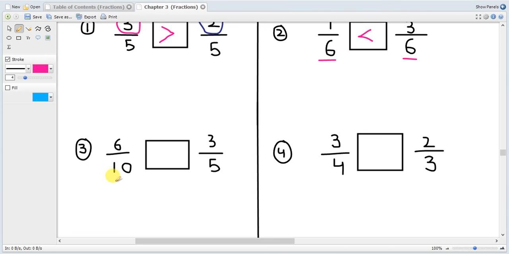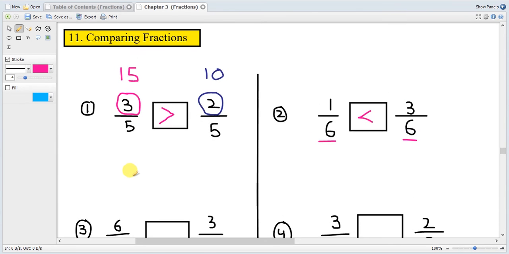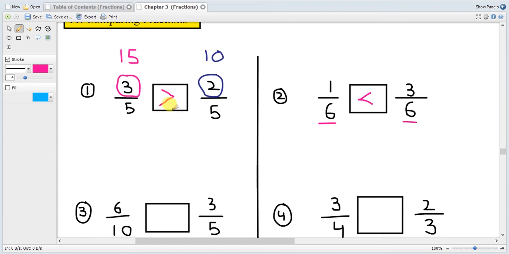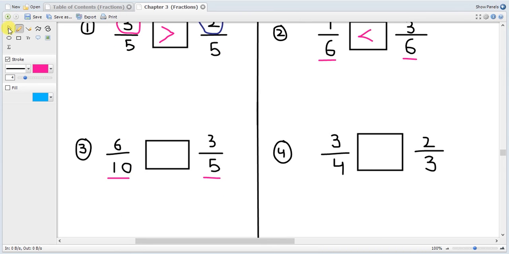Okay, in this case we have different denominators, so now we apply the cross method. The cross method is basically a universal method for comparing fractions. So you need not worry about whether your denominator values are the same or not. This cross method can be applied to both cases, having the same denominators or having different denominators. So apply the cross method.